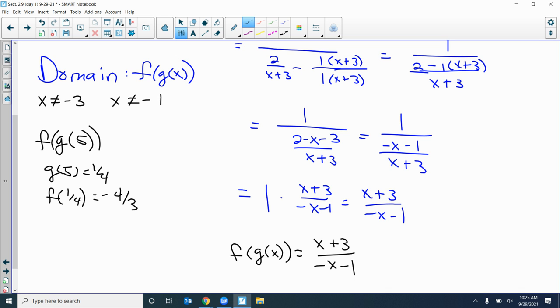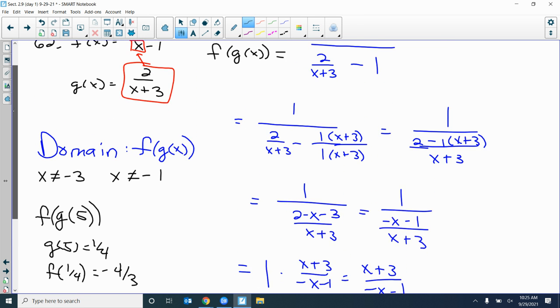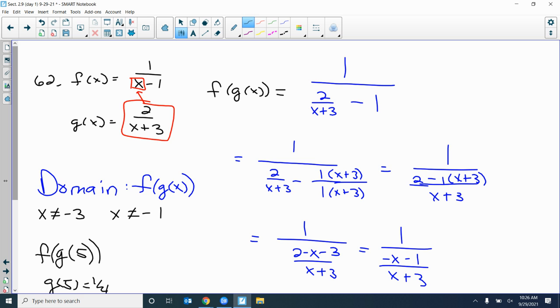So that leaves me negative infinity to negative 3, union negative 3 to negative 1, union negative 1 to infinity. Okay? Now, a lot of times the question comes up, well, why don't I have to throw out 1? Okay, 1 will work. If I plug in 1, take a look what happens.